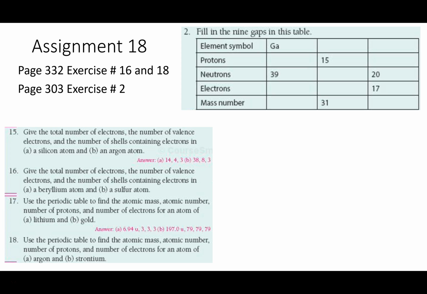So I think you guys have this slide. As you can see, I have some screenshots. Let's see. Exercise 16 and 18. Over here, 16 and 18. Give the total numbers of electrons. Okay, that you should be able to do. 16 is fine. Use the periodic table to find the atomic mass. Now, atomic mass is what you guys just told me, the weight. Atomic number, protons, okay, that should be fine. And then 303 is this table right here. So I'll just turn you loose. You should be able to fill in all of those blanks.